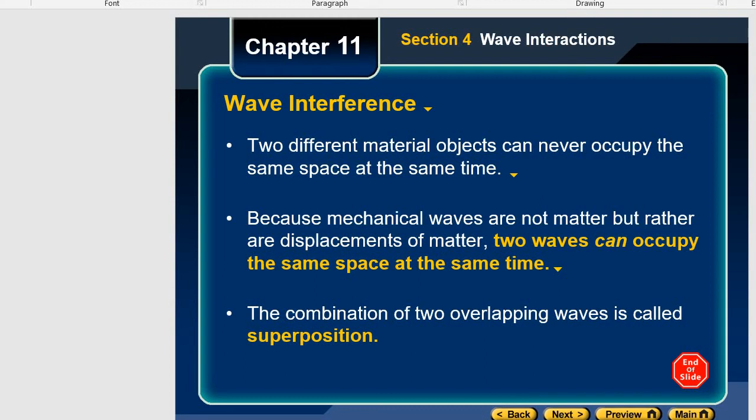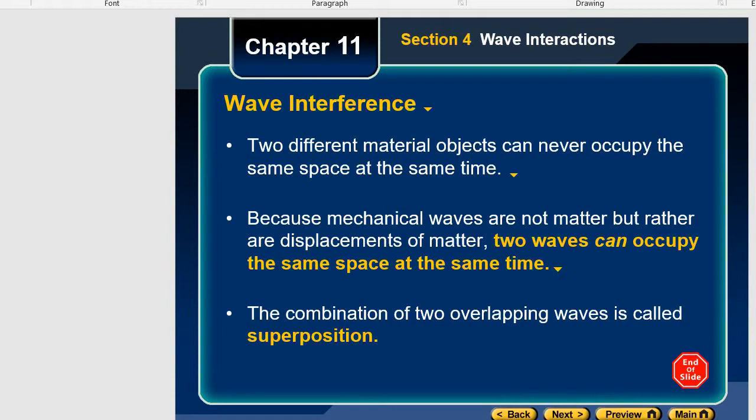Good morning, everybody. Today we are going to talk about wave interaction. This section is number 4 for chapter 11. In the last sections, we have talked about waves and types of waves.